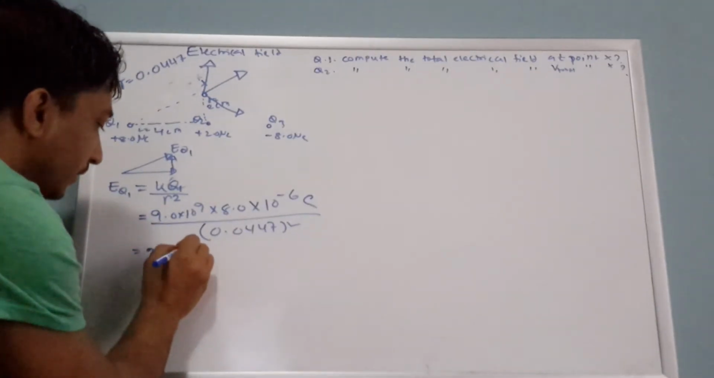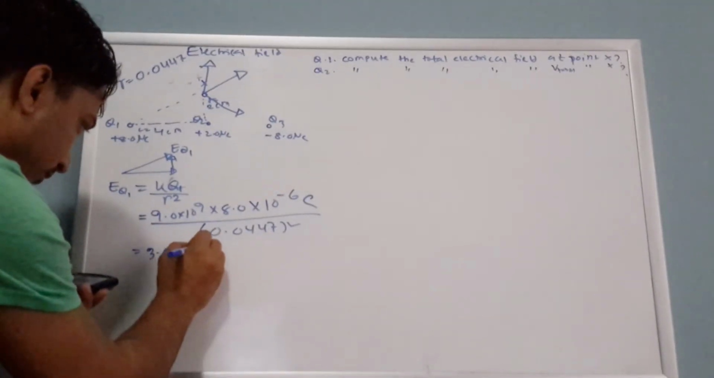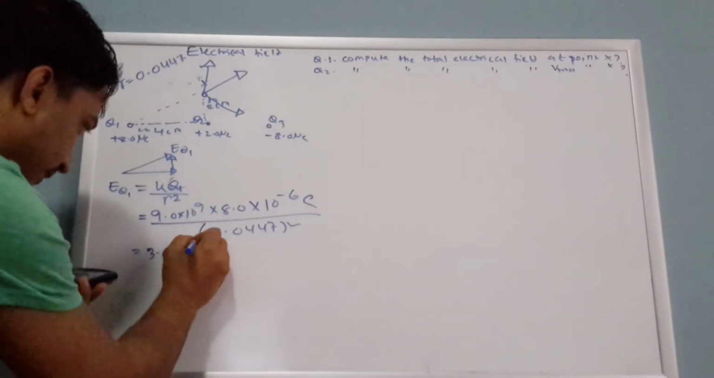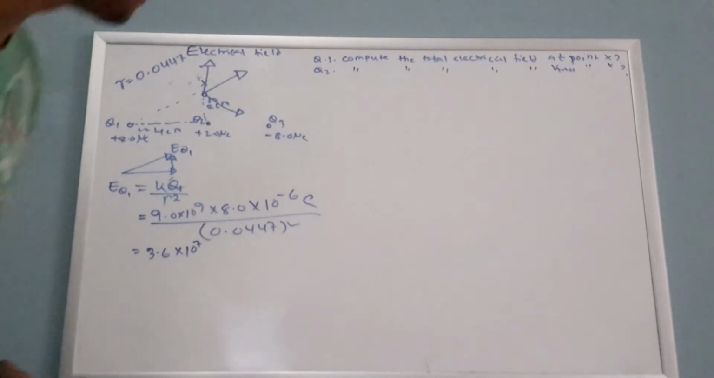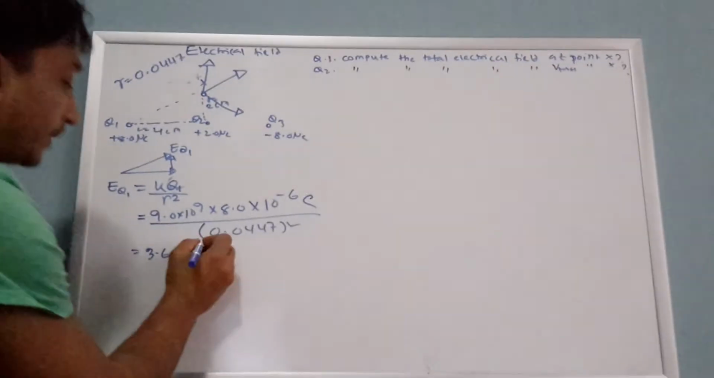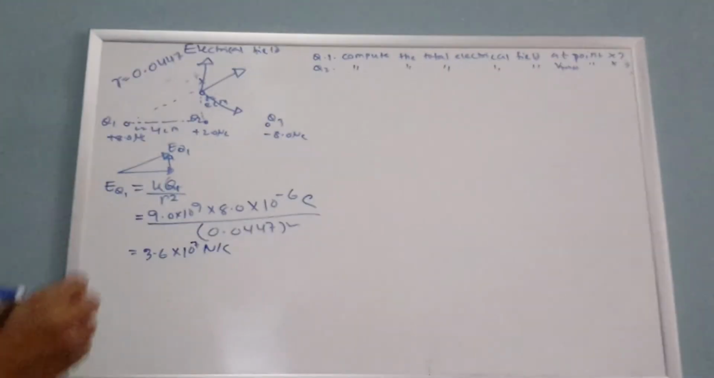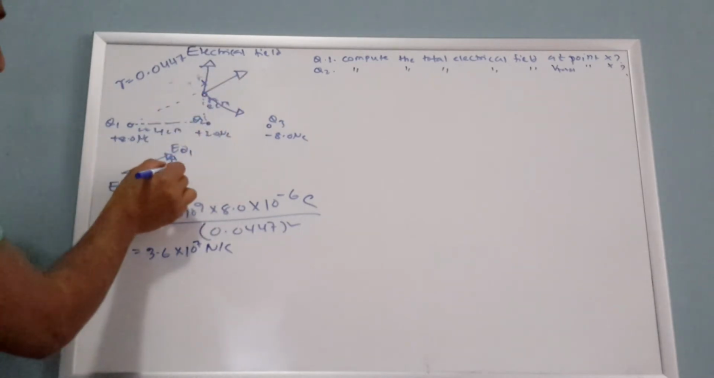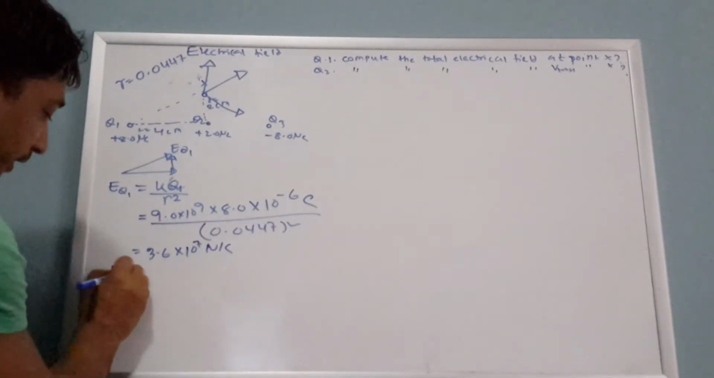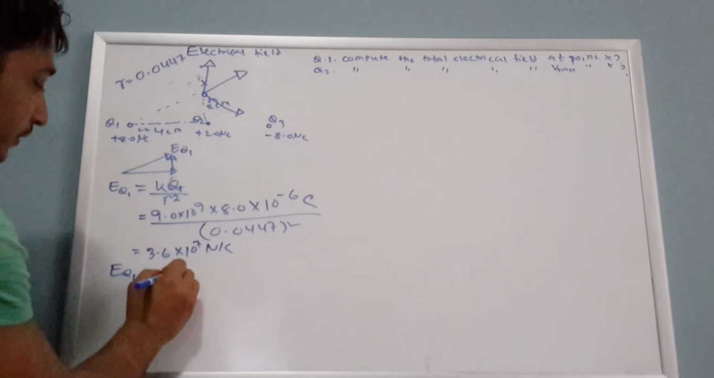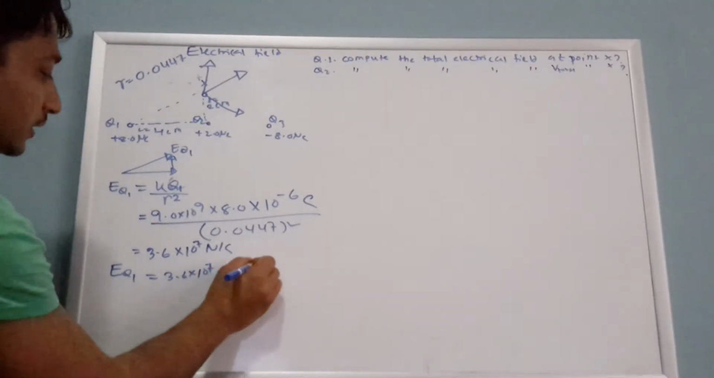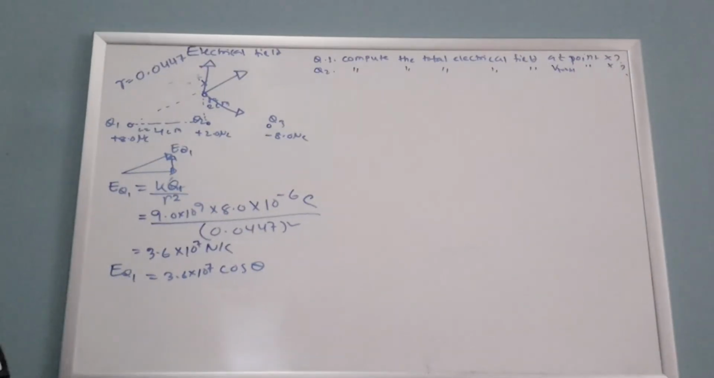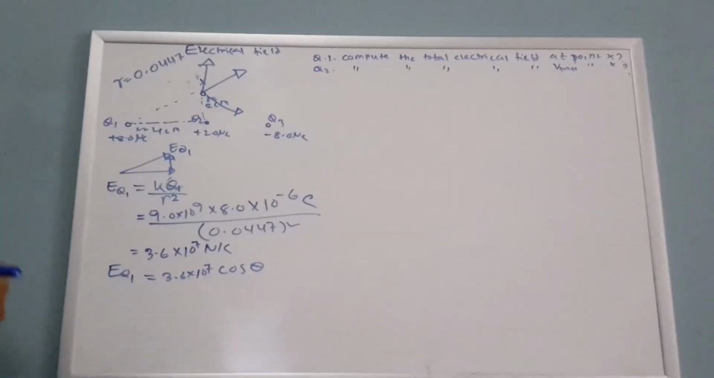It's 3.6 times 10 to the power 7. I have to see if my video is working or not. Yes, it's going on. So 3.6 times 10 to the power 7 newton per coulomb. But we haven't found out yet our x component and y component. So the x component would be 3.6 times 10 to the power 7 cos theta. But theta, we don't know what it is going to be, so we have to find out this one.